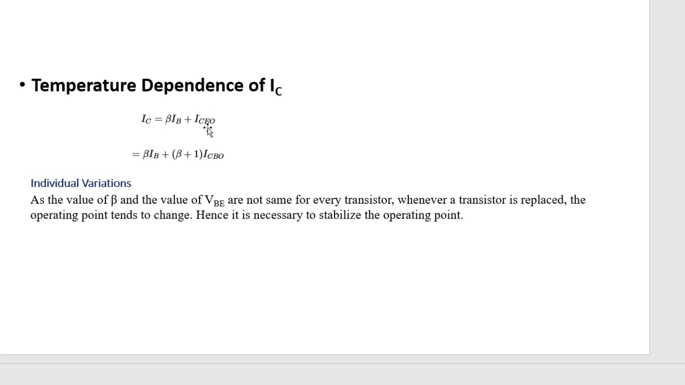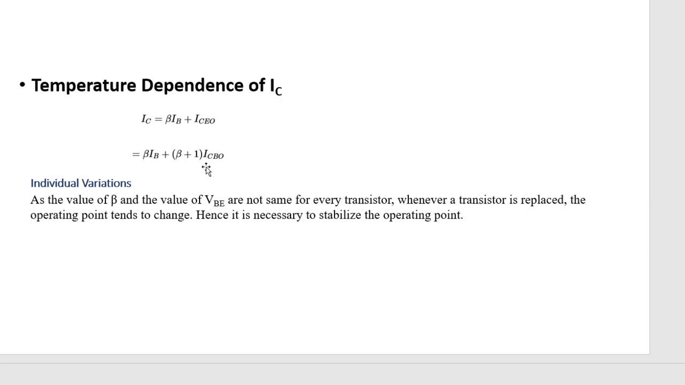ICEO is the reverse leakage current from collector to emitter when the base, the third terminal, is open. The same equation can be rewritten as beta IB plus (beta plus 1) into ICBO. So please note down this equation, it's very important. This is a very important topic. The need for bias stabilization is very important.